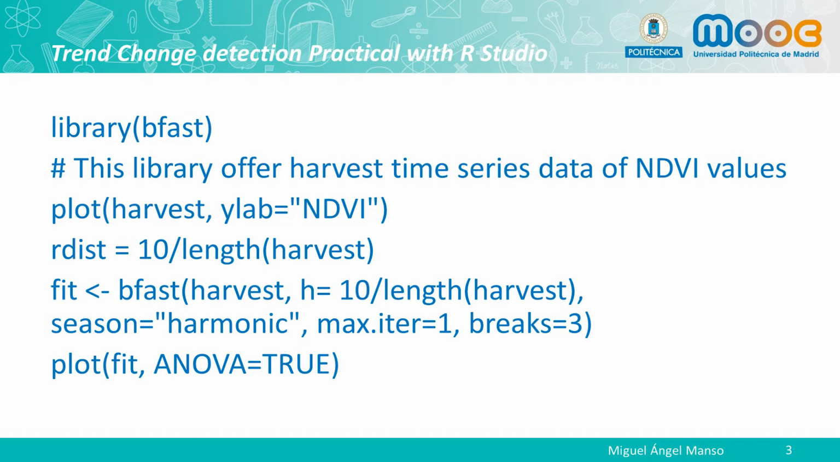To do it, we use the parameters: harvest as the time series, the length of the time series to use, 10 divided by the length of the time series, harmonic seasonal, maximum number of iterations 1, and number of breaks 3. The result is stored in the fit variable. Later we can plot the fit result of the analysis of trend change with the plot command, indicating the derived slope and significance values for each identified trend segment.